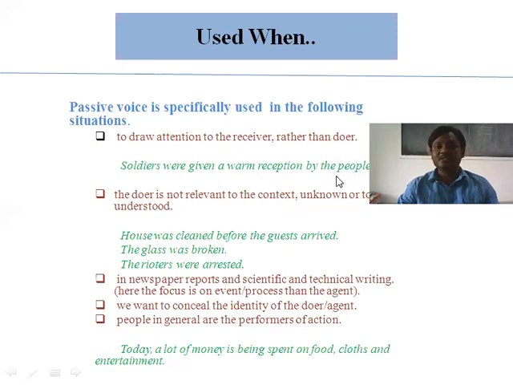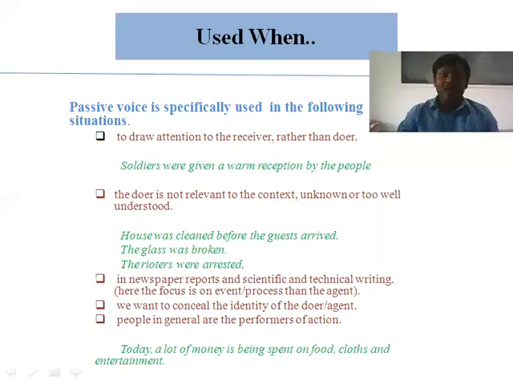In this sentence, these people are not important comparatively to the soldiers. The next condition: the doer is not relevant to the context, unknown, or too well understood. In all the following conditions, we use passive voice.